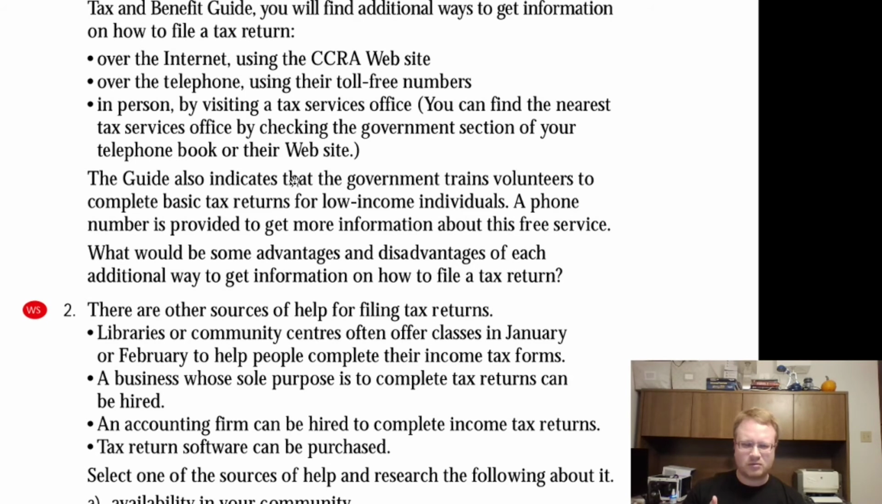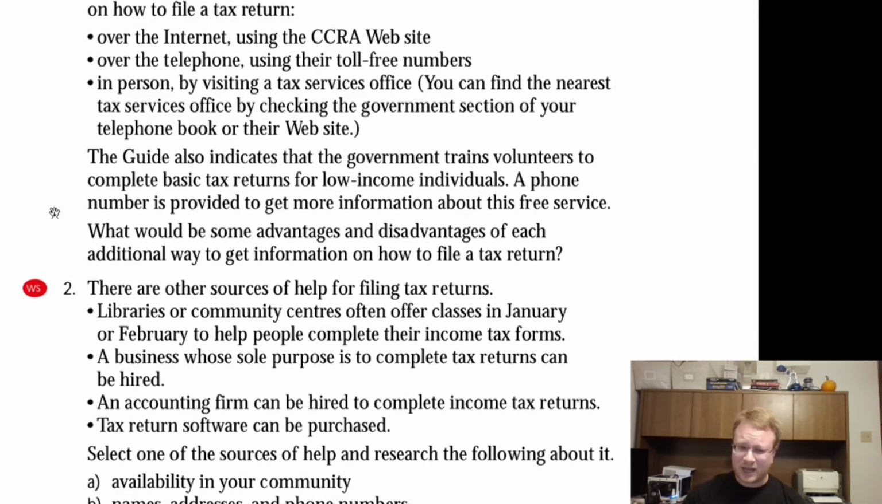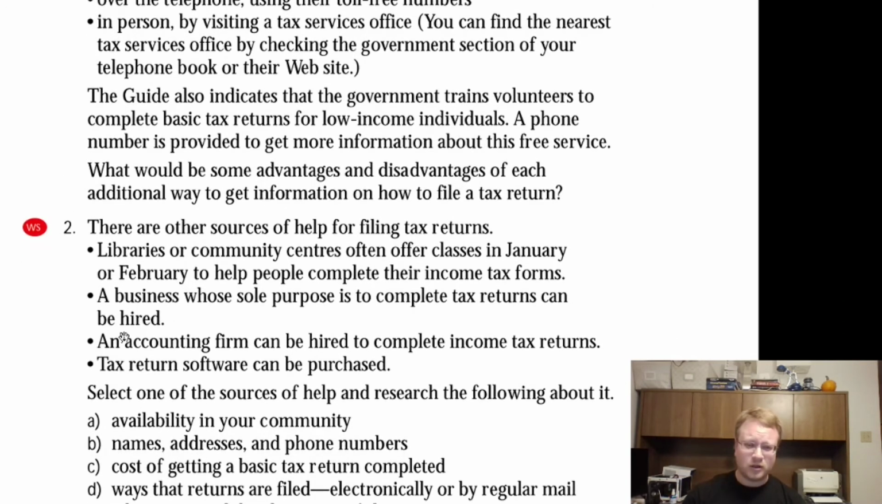I think you can go to like Service Canada maybe and ask for help. I'm not entirely sure about that one. Otherwise, there are great community resources with libraries or community centers that have classes. There are places you can go and volunteers will help you if you have a low income. There are businesses you can hire like H&R Block, or you can go to an accounting firm or get software that'll help you fill everything in as well.